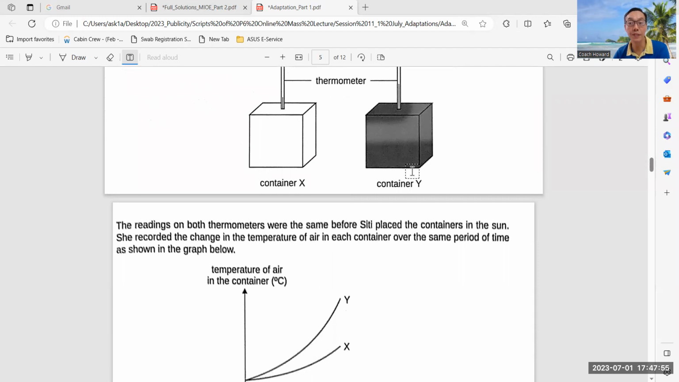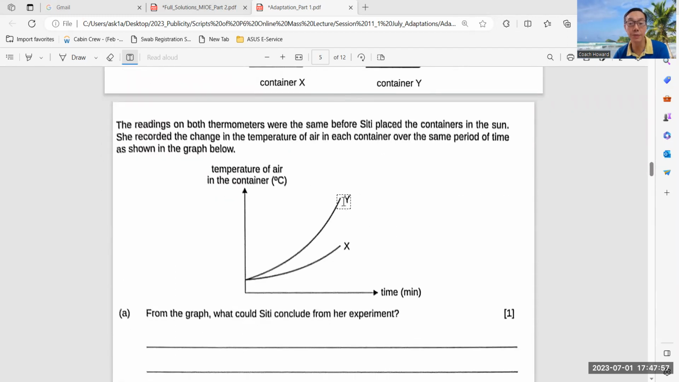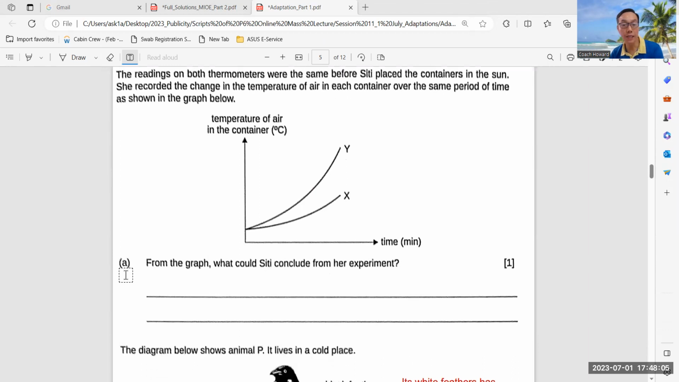Okay, Y will gain heat faster, right? You notice here, it shoots up faster, because the black surface absorbs the heat faster. So they ask you from the graph, what could City conclude from the experiment? She could conclude that the black surface can absorb heat faster from the surrounding.